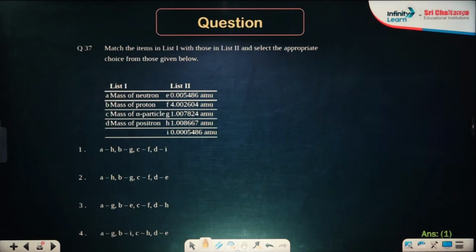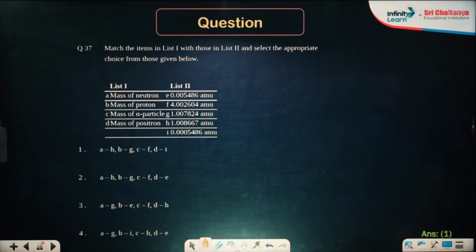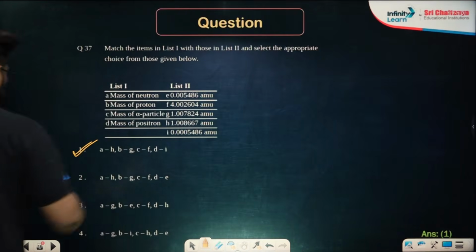Let's move on to the next one. Match the items in list 1 with those in list 2 and select the appropriate choice from those given below. This is a very standard kind of case. Option number 1 is the right answer over here.